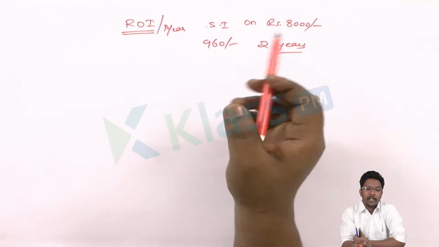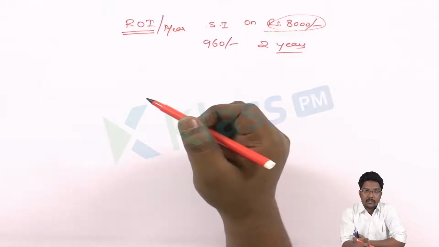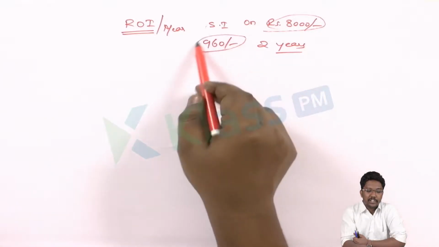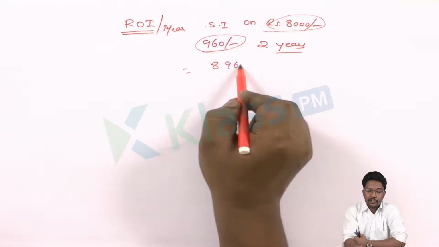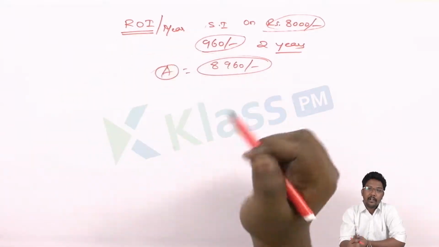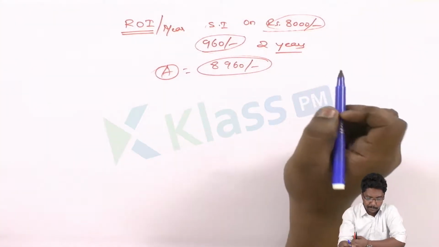I am the person lending some amount, 8000 rupees. I don't know the rate of interest, on what rate they are charging the interest. I am paying 960 rupees extra after 2 years. So I am paying how much? 8960 rupees as a total amount to the bank. But I don't know the rate of interest. So, to calculate the rate of interest, please consider this.